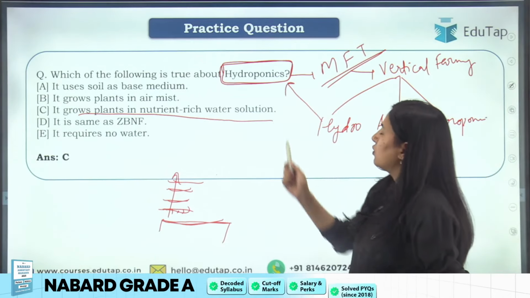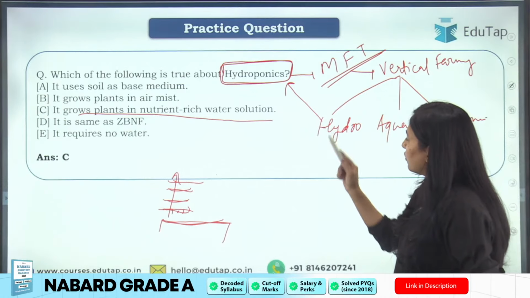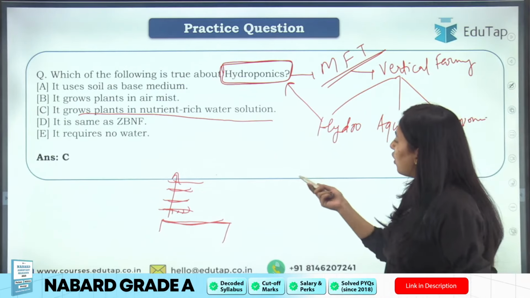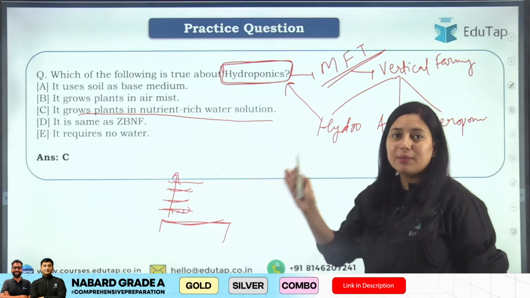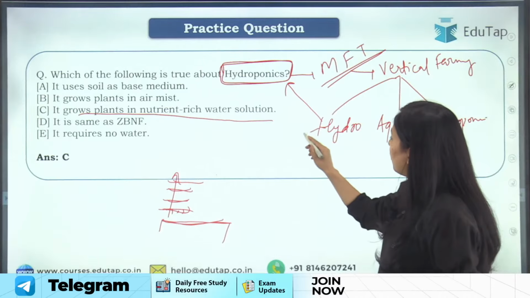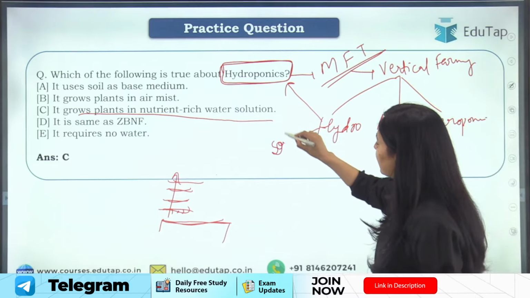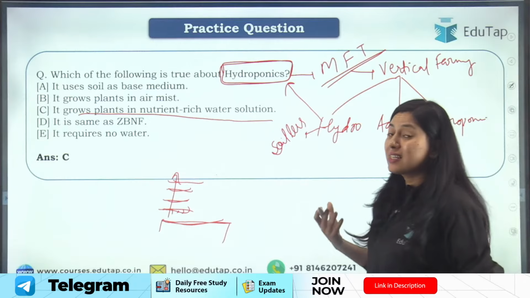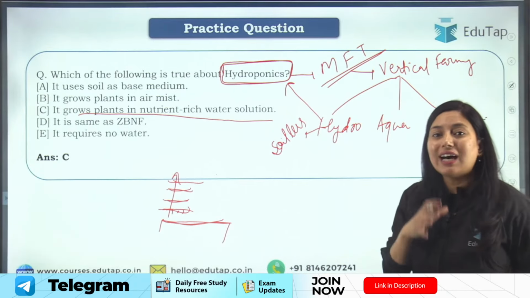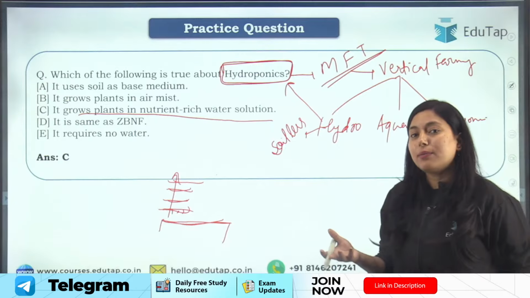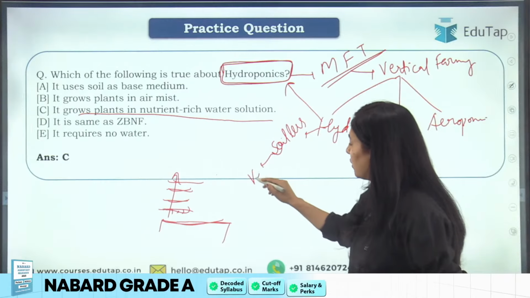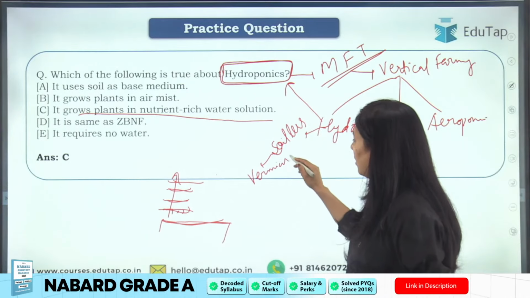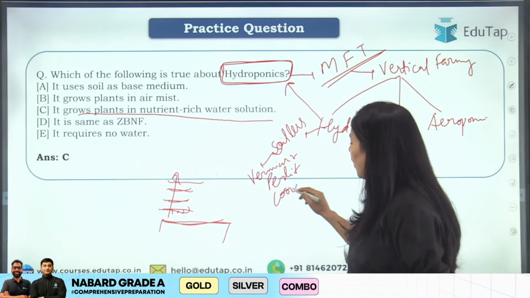Coming to the topic again, the question again. So in hydroponics, students, what we are doing, we are not using soil. Okay, so your first option, it uses soil as a base medium, is completely incorrect, because hydroponics itself means soil-less culture. Soil-less culture means cultivating crops without soil. So what do we use here instead of soil? We use vermiculite and perlite. Okay? And cocopeat. So soil is not used.